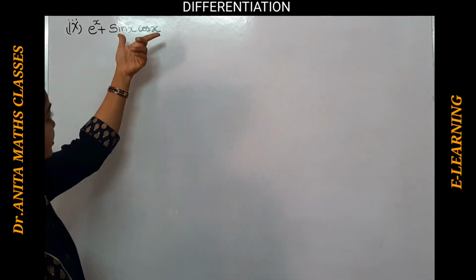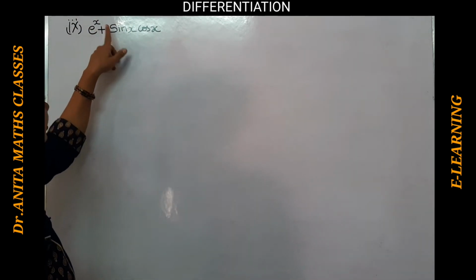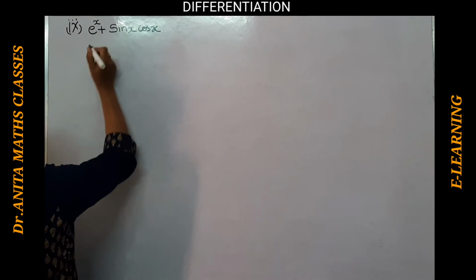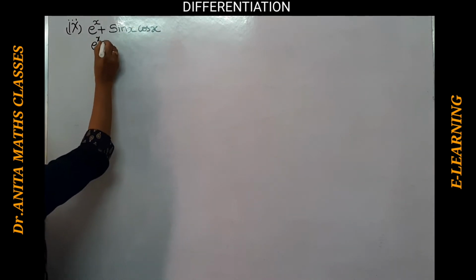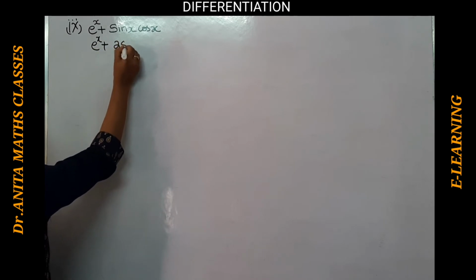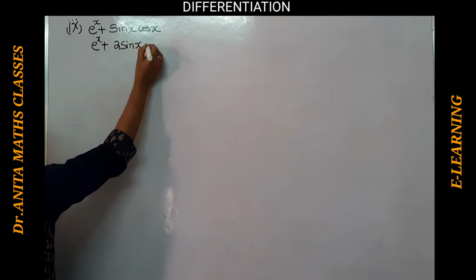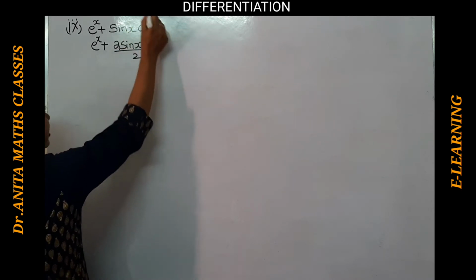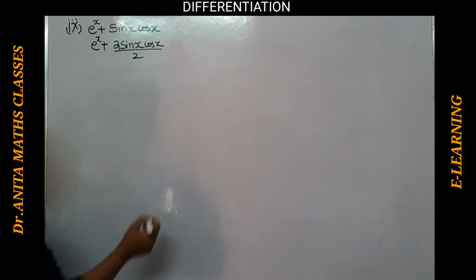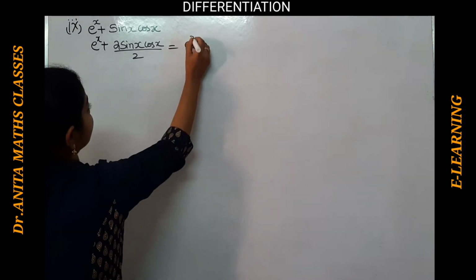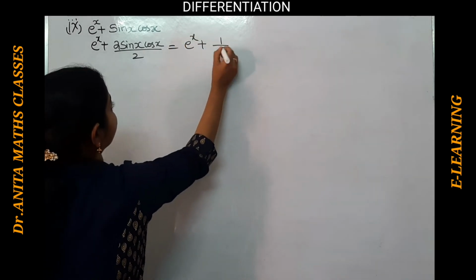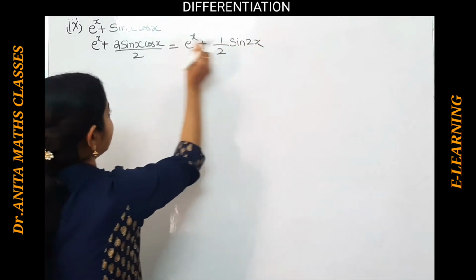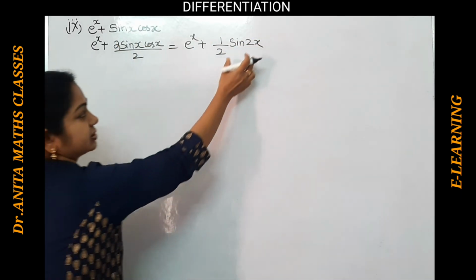Now if you see the sin x cos x, if I multiply and divide with 2, we can change this into sin 2x. See here, e to the power of x plus 2 sin x cos x divided by 2. I've simply multiplied and divided this function with 2. Right. So this becomes e to the power of x plus half sin 2x. Right. 2 sin x cos x is sin 2x.